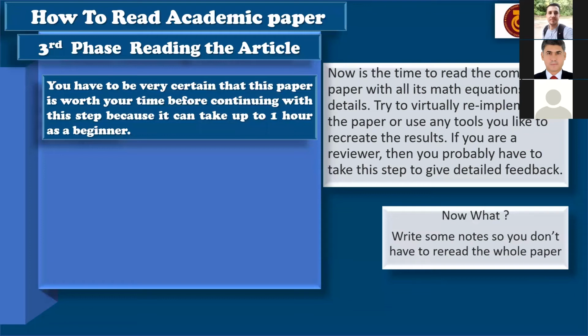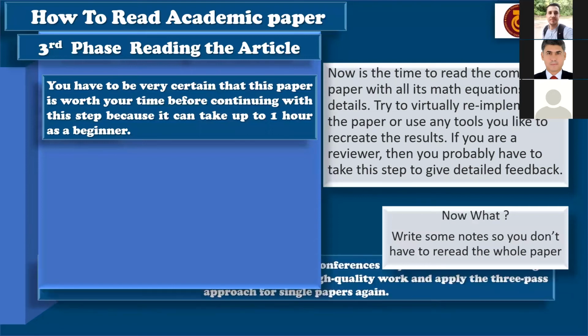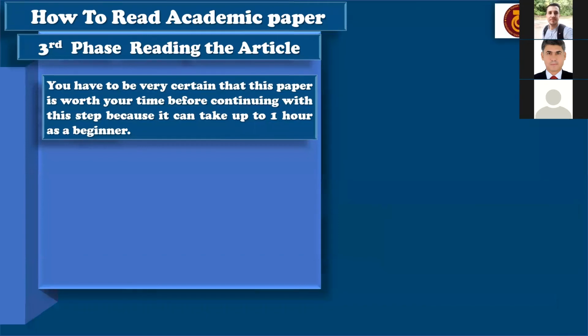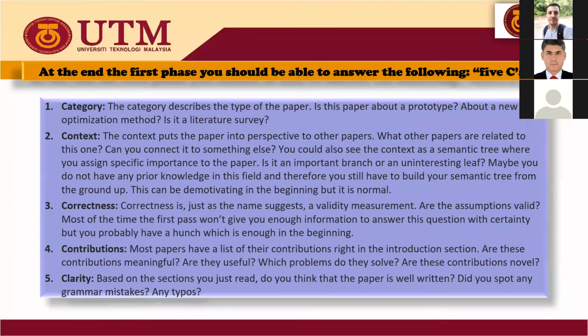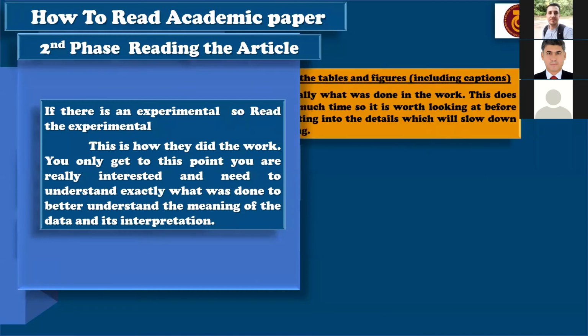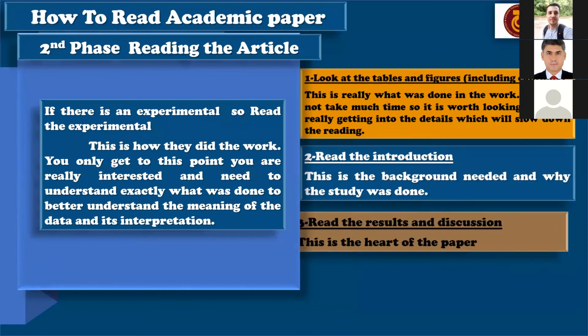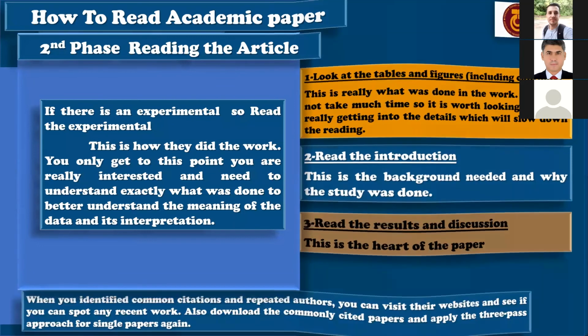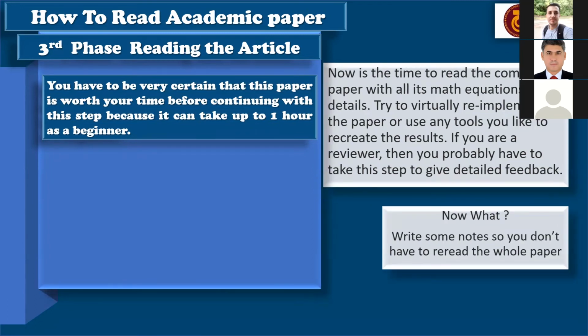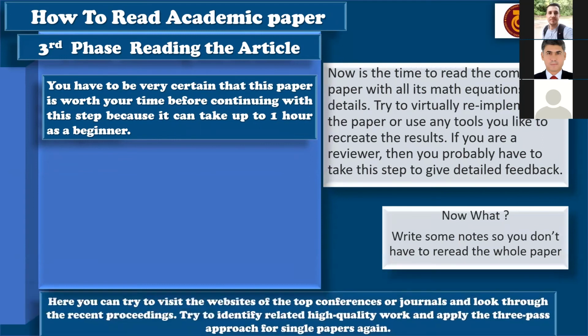Write some notes so you don't have to reread the paper. Here you can try to visit the website of the top conferences or journals and look through the recent proceedings. Try to identify related high quality work and apply the three-pass approach to a single paper again. It means after the first phase, title, abstract, conclusion, go to the second phase: read table and figure, read introduction, and read result and discussion. Then go to the third phase, where you must read a paper deeply and completely. By this way, maybe you need from 1 hour to 2 hours to read an article completely.